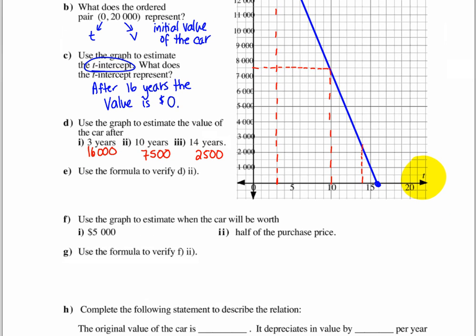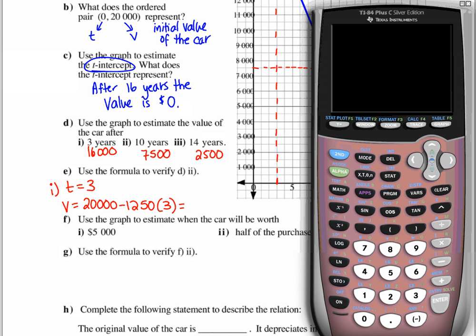Okay, so they're saying use the formula to verify. Maybe we'll just do one of them. We verified the first one. They gave us when t is equal to 3. And so I can plug that into my equation. V equals 20,000 minus 1250 times 3. Plug that in. So you should be able to just go second enter again.